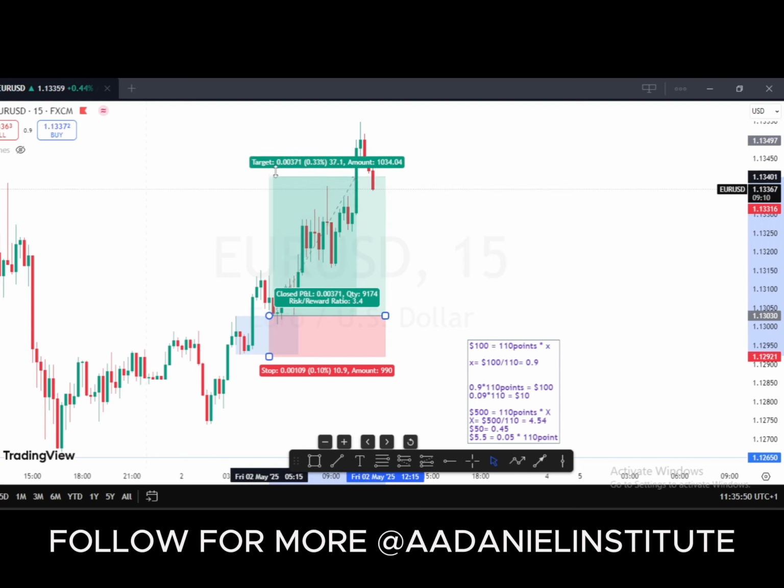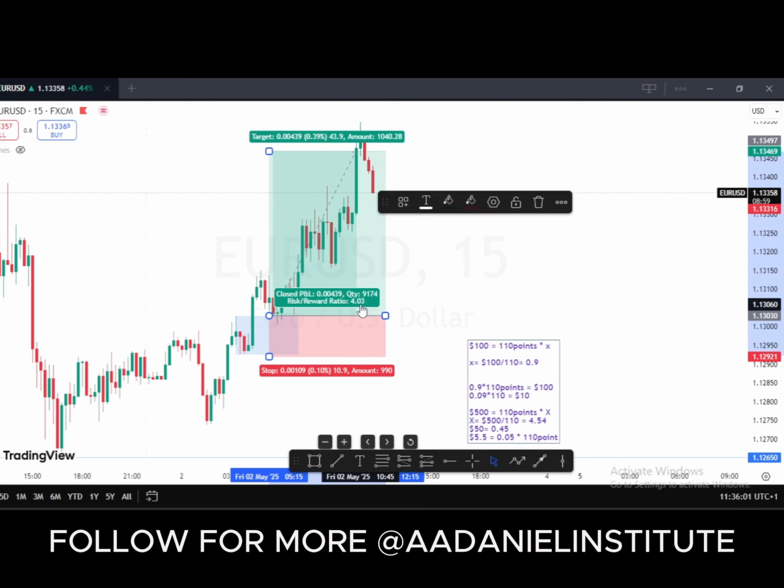If it was 1:4, it's 11 pips for 44 pips. This is what 1:4 is. So if you are taking this trade at this time, around 5:15 a.m. GMT plus 1, right to this point, this is 11 pips. This is 1:4. We are seeing 4 here. This 4 is your risk to reward ratio. Whatever you are risking here, multiplied by 4 is your profit.